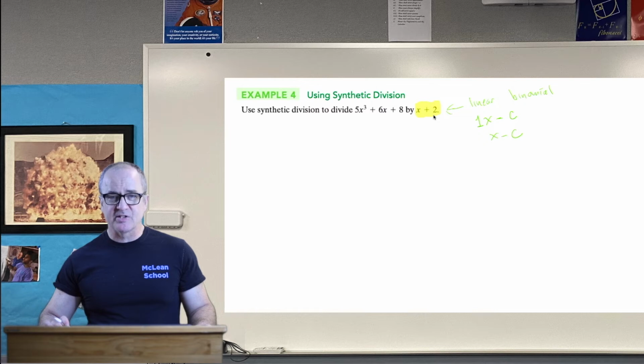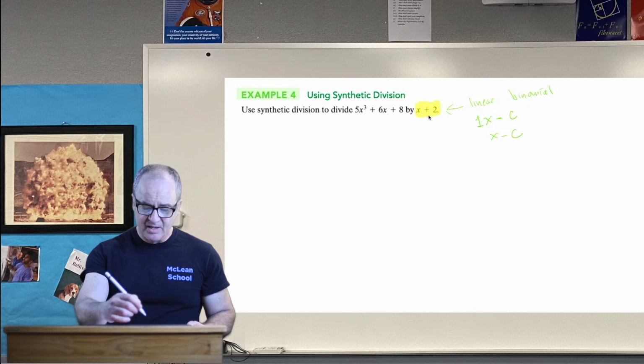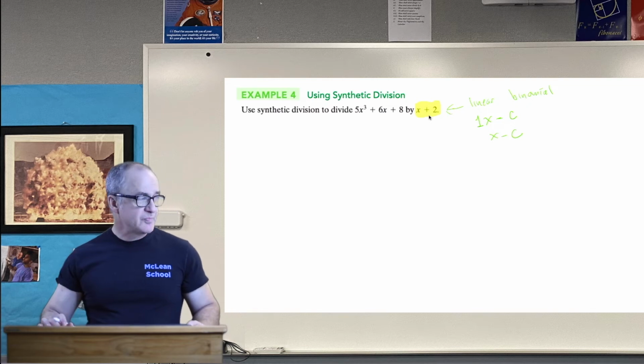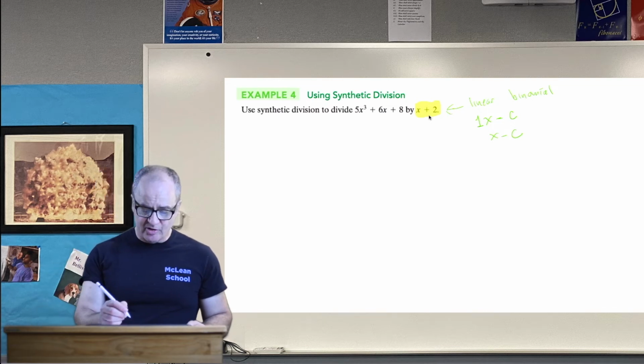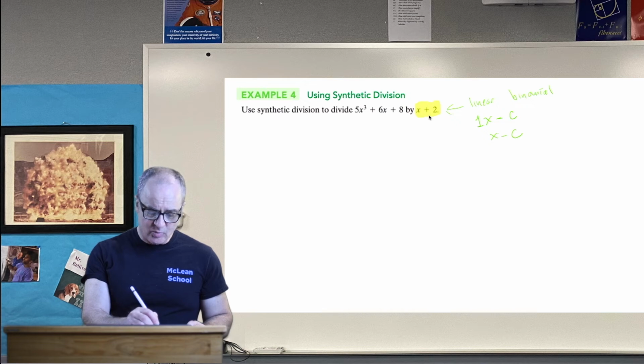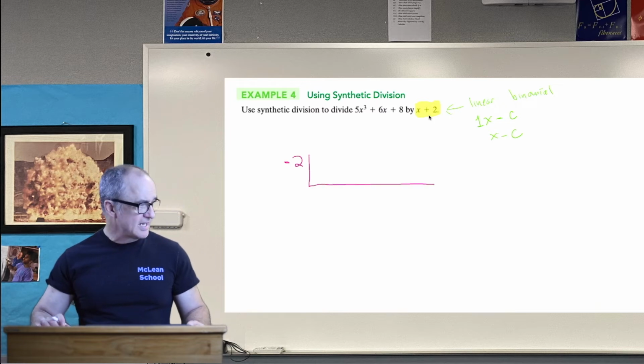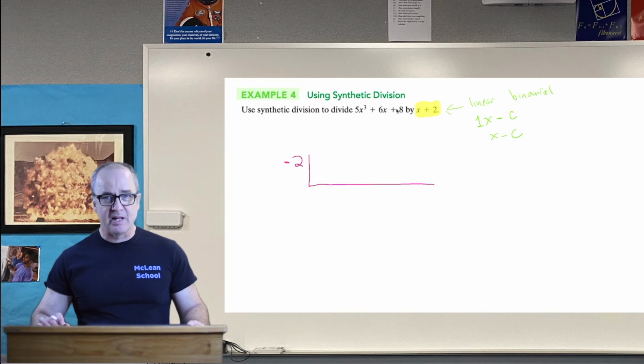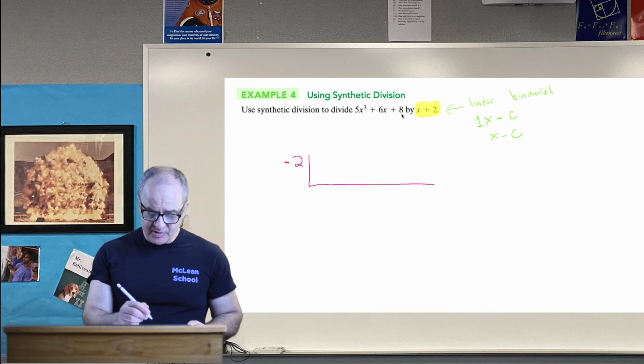It's a little bit like those counterintuitive shifts. You know, whenever something's snuggled up with x inside a function, it means shift it the opposite way you'd think. Well, that means we're going to be flipping this 2 when we start our synthetic division. We're going to put a negative 2 here and make our synthetic division operation symbol like that. And then all we're going to use are the coefficients of the polynomial that we're dividing. So instead of 5x cubed, I'm just writing 5.